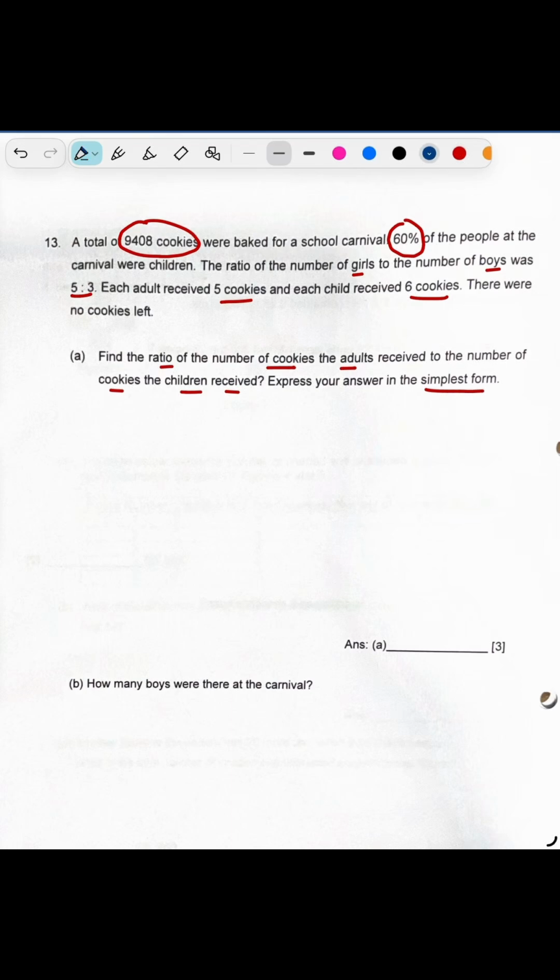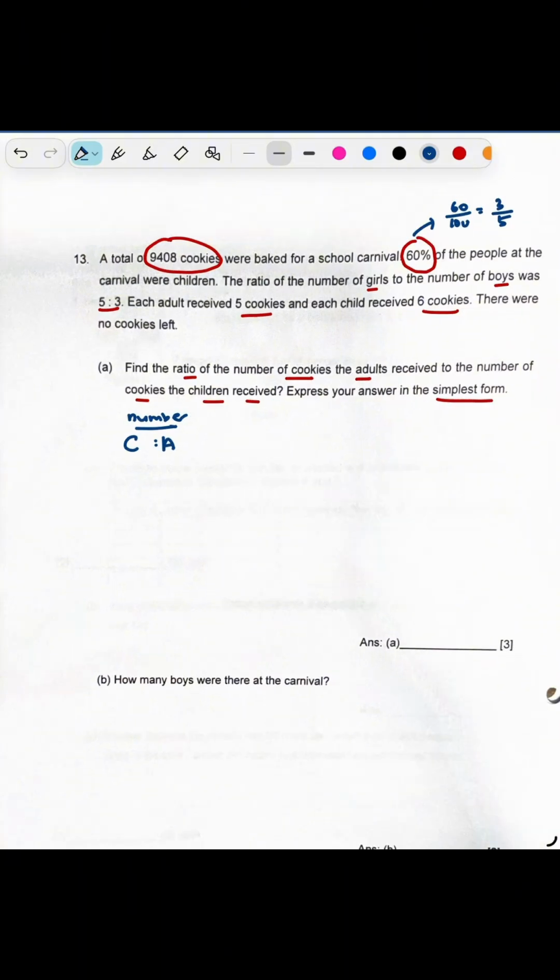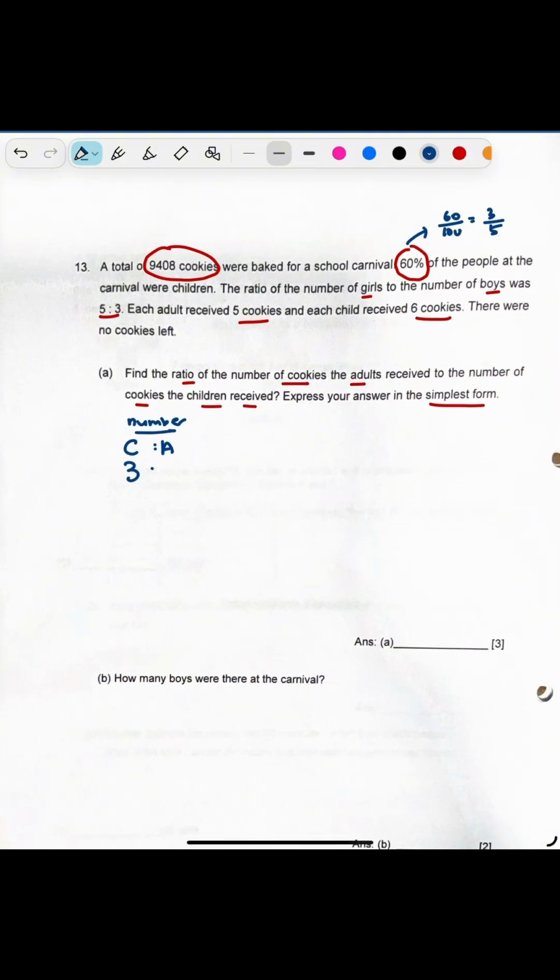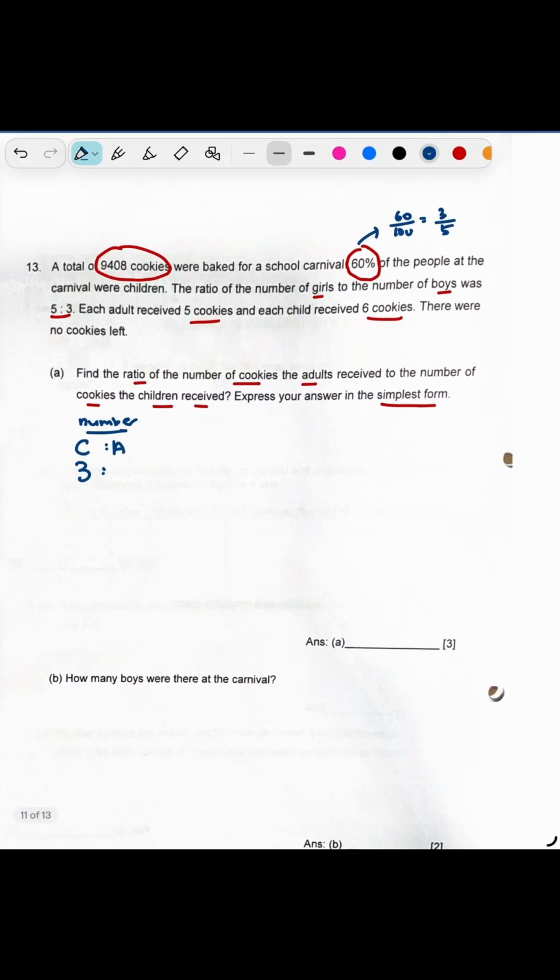Now when I see this percentage, I want to use ratio. I will convert this percentage to a fraction, and simplest form is 3 out of 5. Okay, so let us see, let's say the number of children is 3, how many units represent the number of adults? Yes, you take 5 minus 3 to get 2. Okay, this is the ratio of the number of children to the number of adults. Please don't put this as your answer because there's nothing mentioned about the cookies yet.